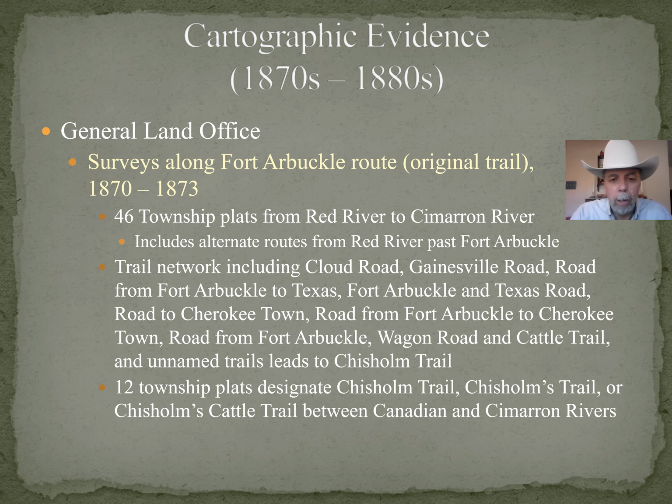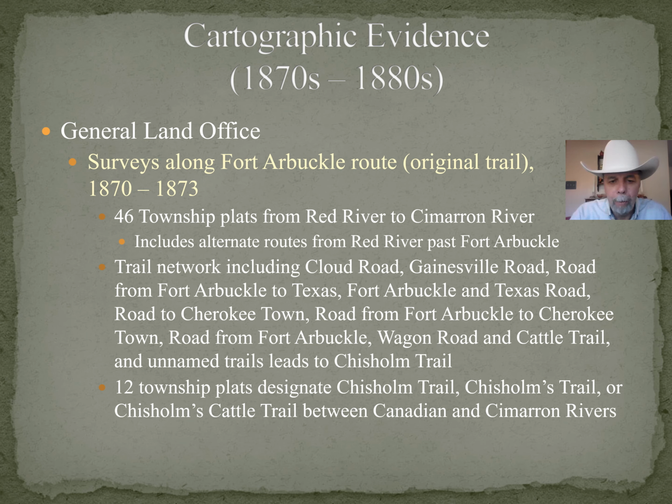This involved a trail network of both named and unnamed trails, and the trail names found on the surveys are listed here on this slide. And this network of trails led past Fort Arbuckle and then led to the Chisholm Trail. So we can see from the surveys and this system of named and unnamed trails that stories that indicate that the Chisholm Trail was an unbroken trail that led all the way to the Red River are just not true.